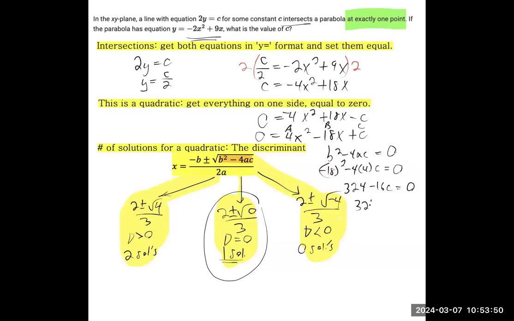Add 16c to both sides, and we get 324 divided by 16, which is 20.25, and that's our answer.